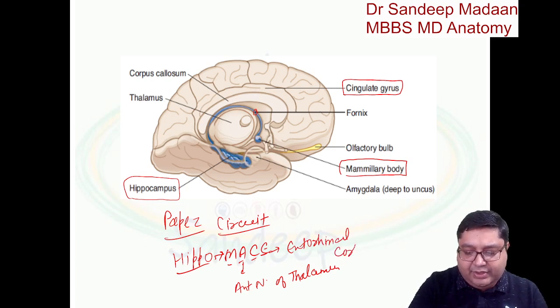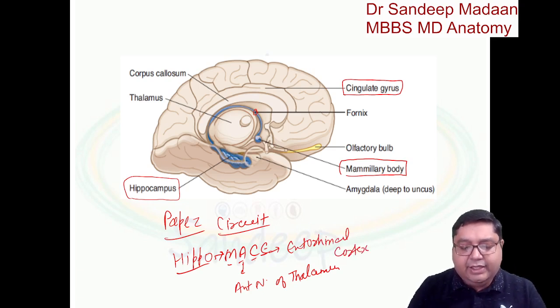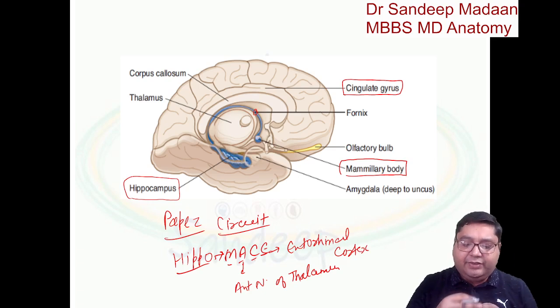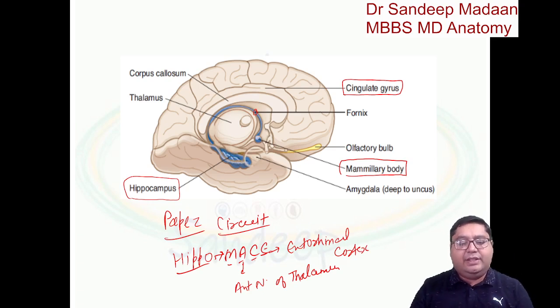So what is happening? Hippomase is the mnemonic. Hippocampus sending the fibers fornix, reaching the mammillary body, then anterior nucleus of thalamus, the cingulate gyrus, and then the entorhinal cortex. But what is the role of Papez circuit? This is concerned with the emotions and the consolidation of the recent memory.